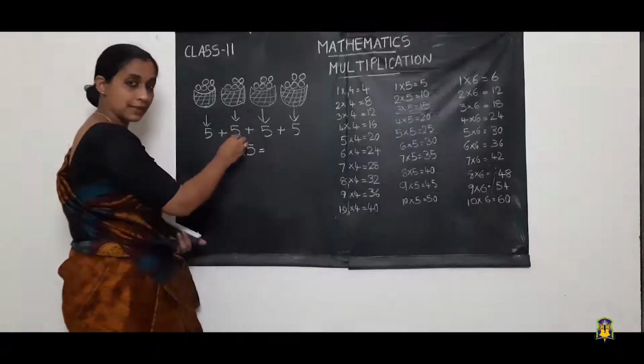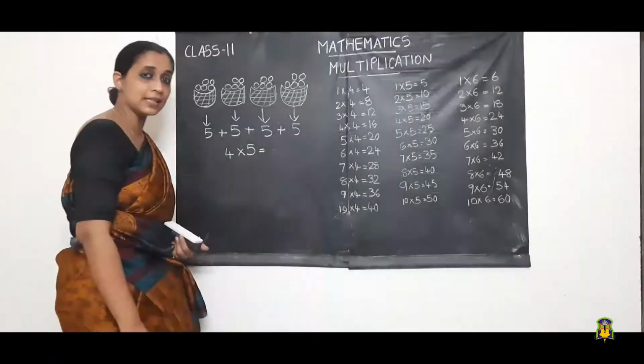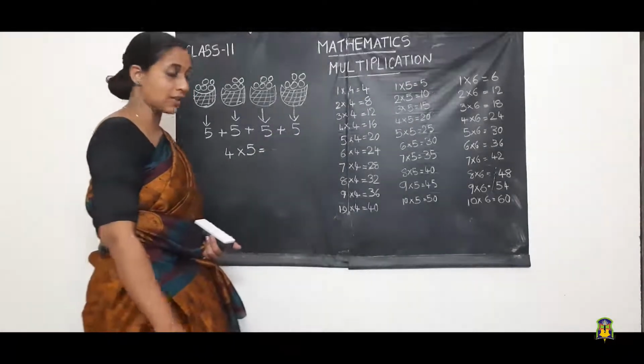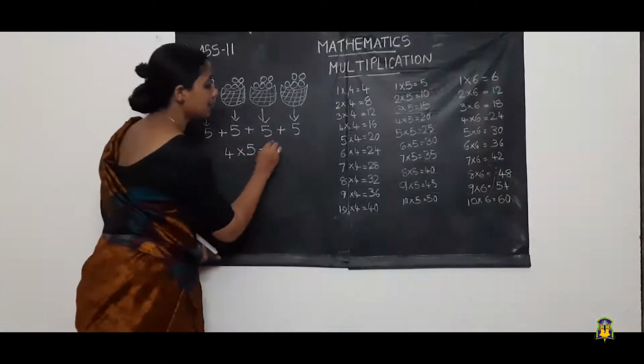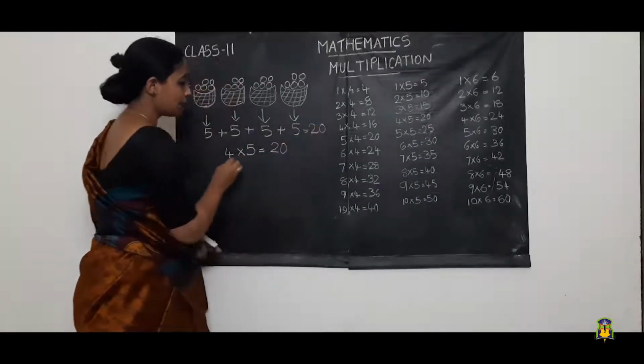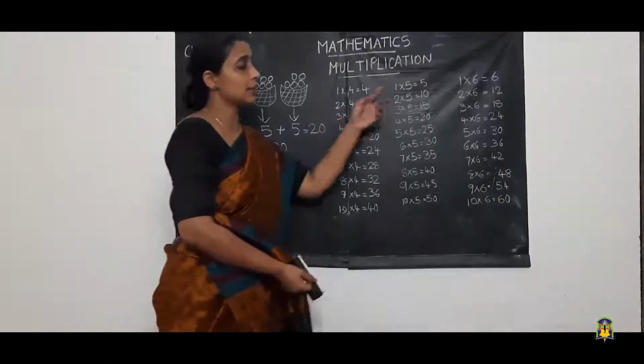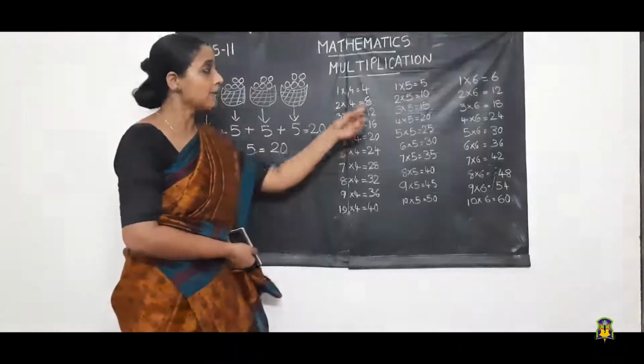What is 4 times 5? 5 plus 5 is 10. 10 plus 5 is 15. 15 plus 5 is 20. You have already learned addition, right? So 4 times 5 is 20. This is equal to 20. And 4 times 5 is 20. Okay, see? Now we can see the table of 5.